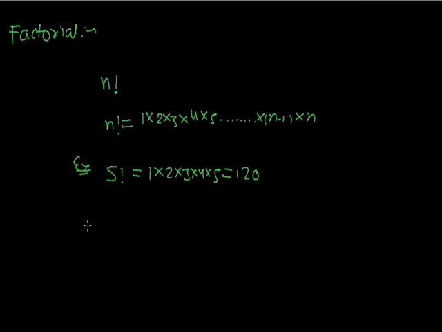Factorial of negative integers is not defined. Factorial of 0, or we can say 0 factorial, is equal to 1 factorial, which is further equal to 1.